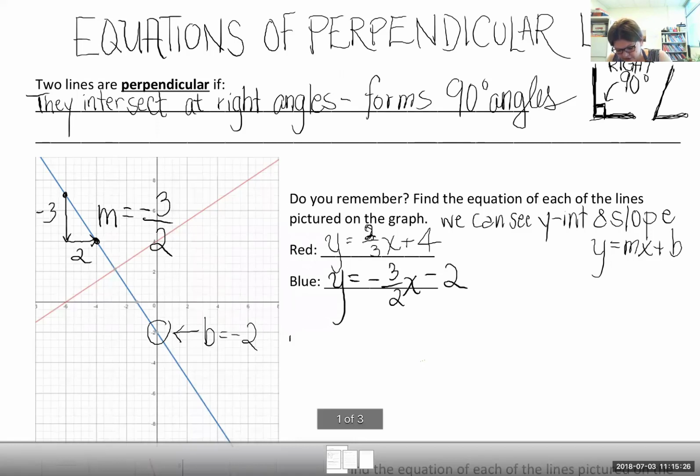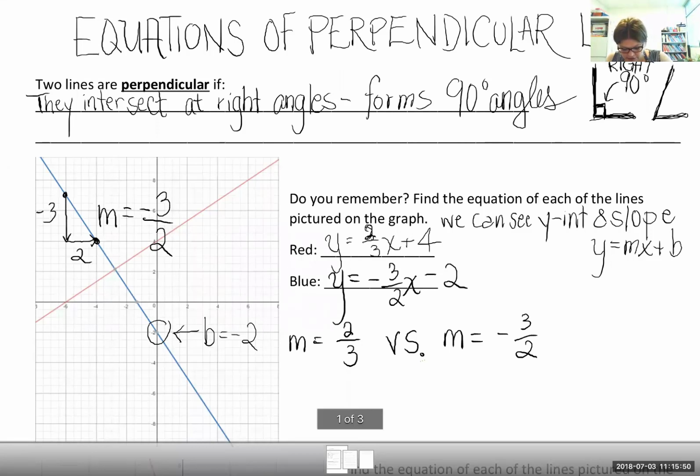So look at the slope of the red line. The slope of the red line was 2/3. Let's compare that to the slope of the blue line. The slope of the blue line was -3/2. Interesting. We see some similarities. We see some differences. Good. Let's look at one more before we reach any conclusions here.